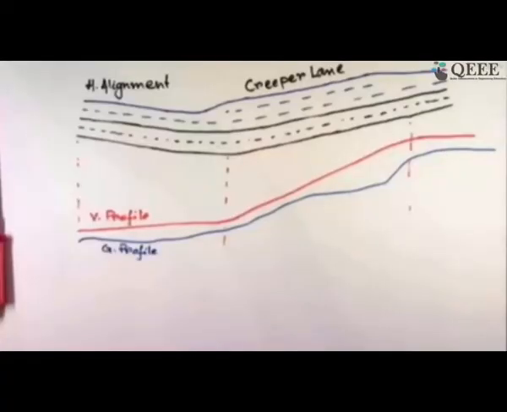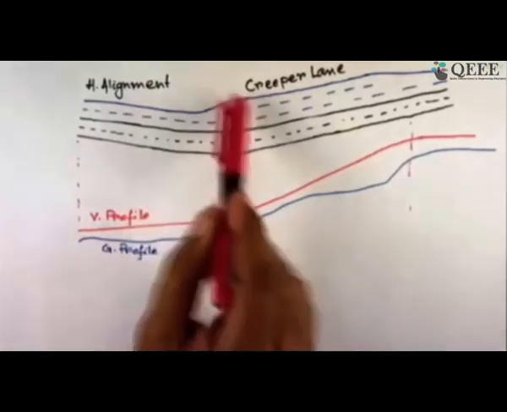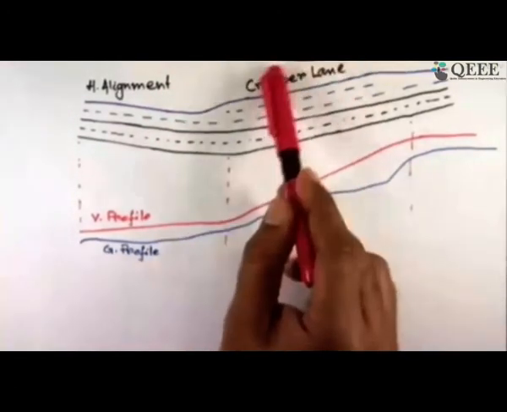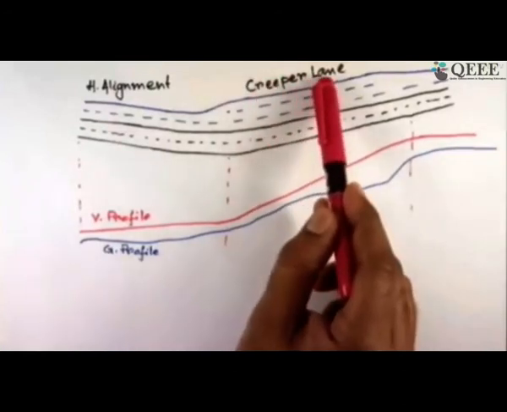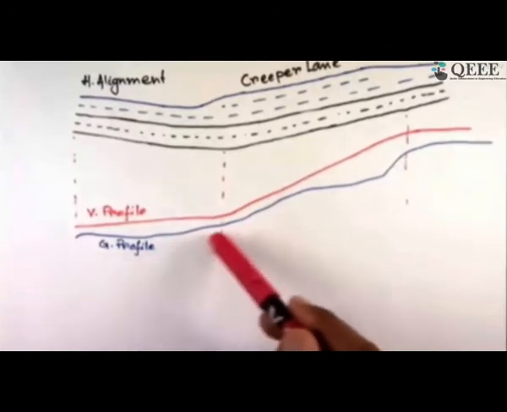And once you see this, you'll see how the creeper lane is being constructed, or how it is being considered. Now you can see the alignment here. This top part is your horizontal alignment, and here is the creeper lane which you need to provide. And why you are providing this will be clear if you see the vertical profile.